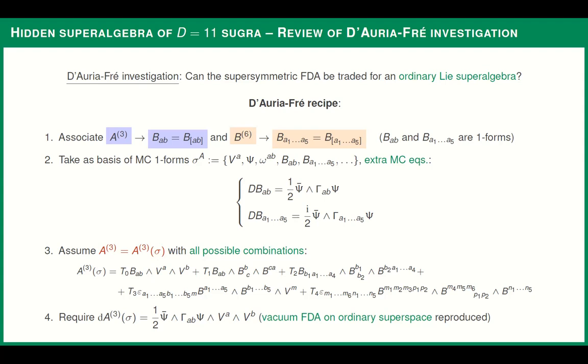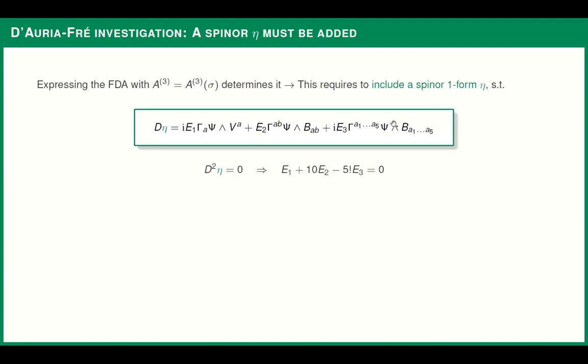And so this was the procedure, and one can show that there's no way to reproduce at this level the free differential algebra on ordinary superspace, unless we also introduce an extra spinor, a spin 3/2 field. We don't have a mathematically clean proof that it always happens this way, but for the models that we have analyzed at the moment, it is always the case that to express A3 in terms of one forms and to fulfill the free differential algebra structure, we have to include a spinor one-form field such that it fulfills this Maurer-Cartan equation.